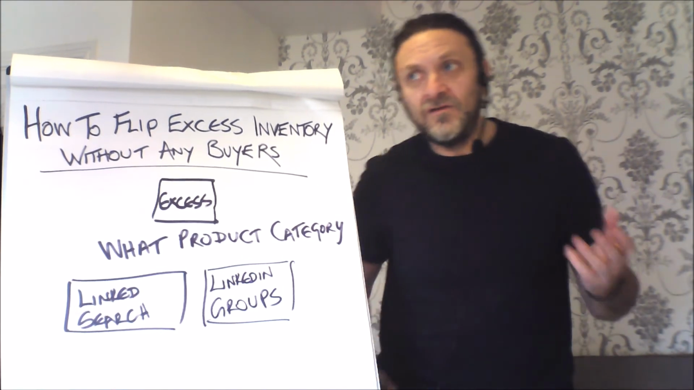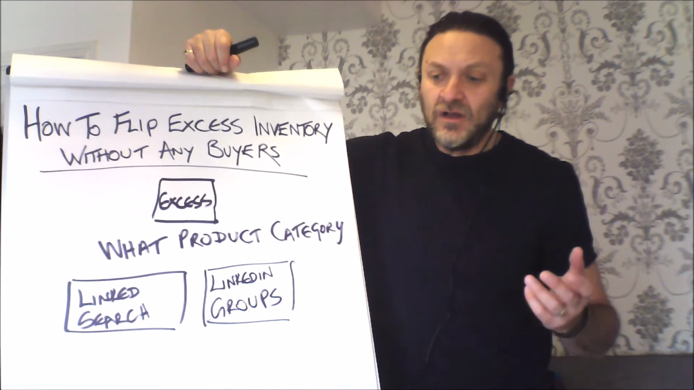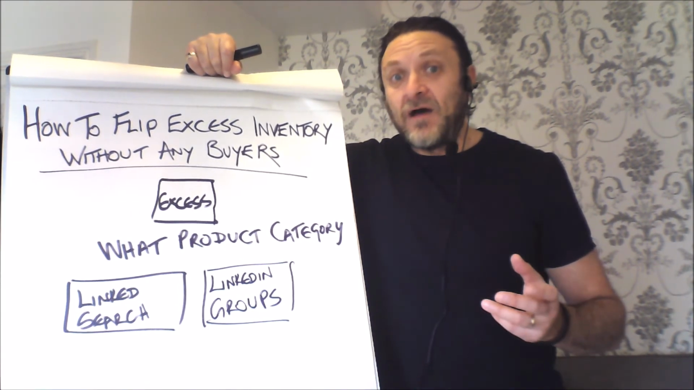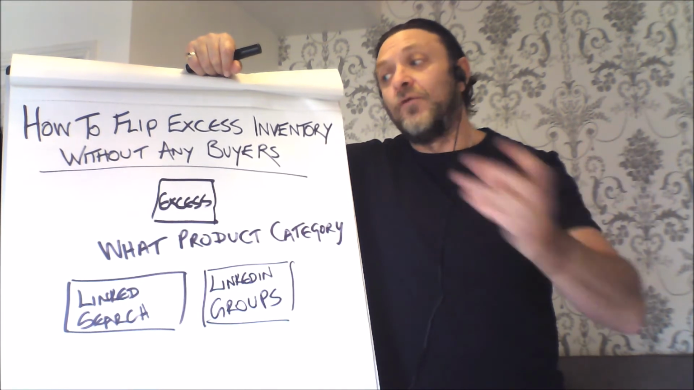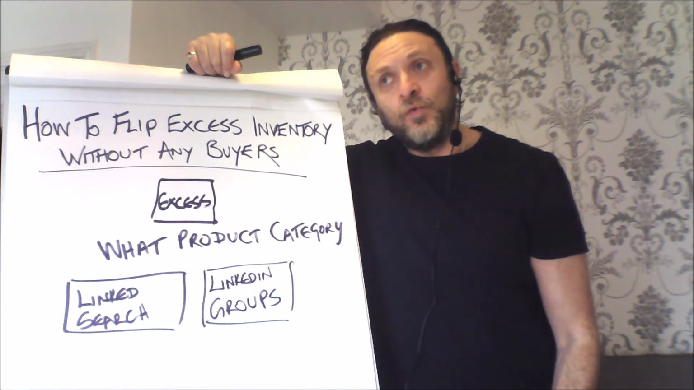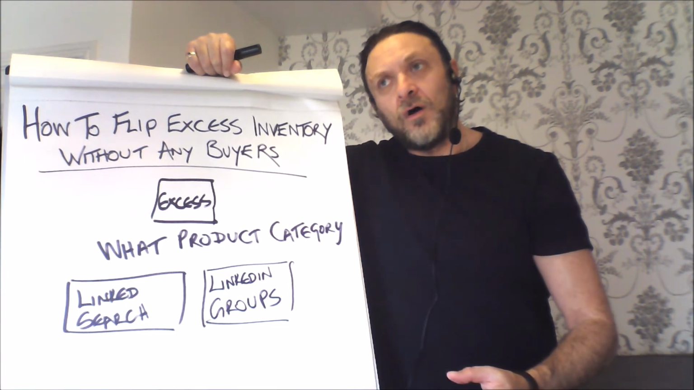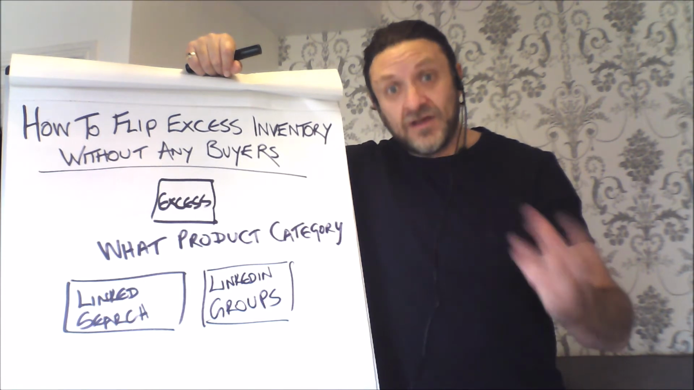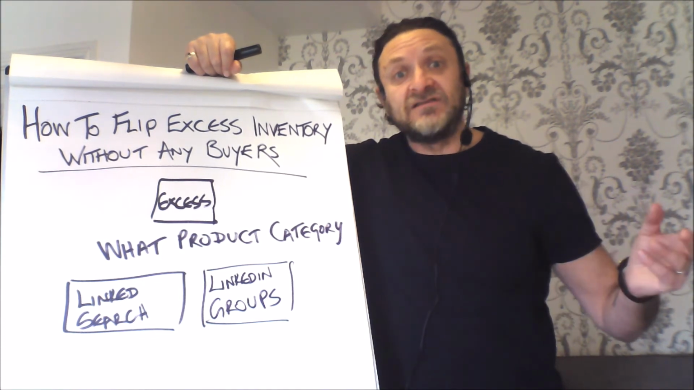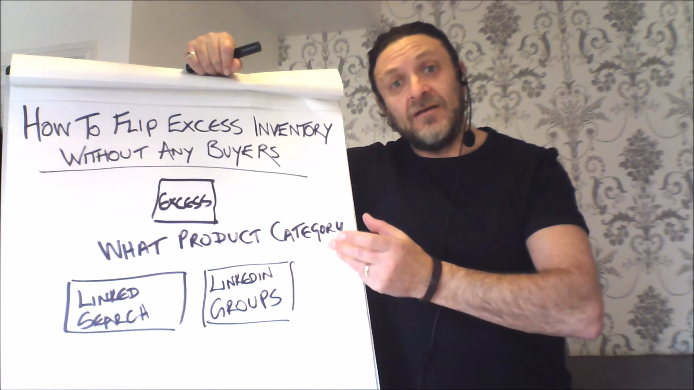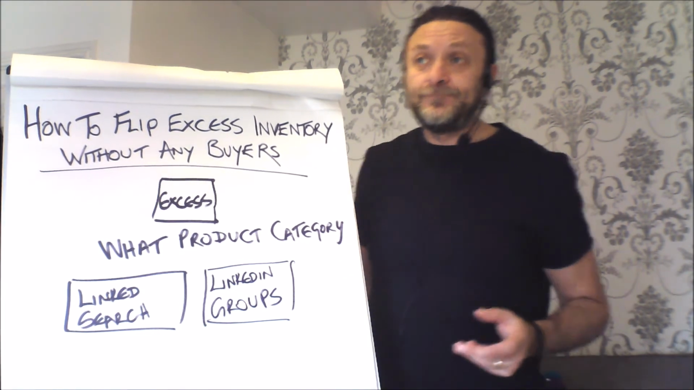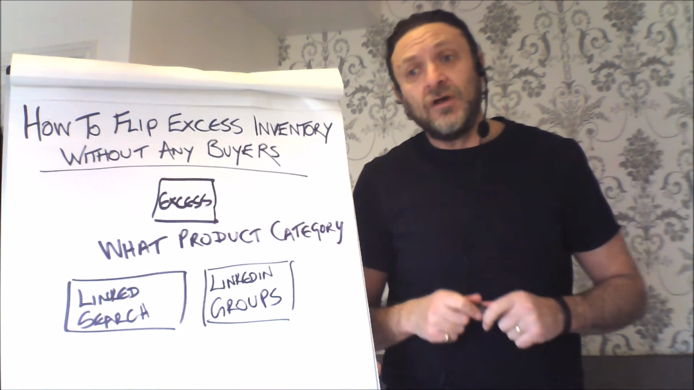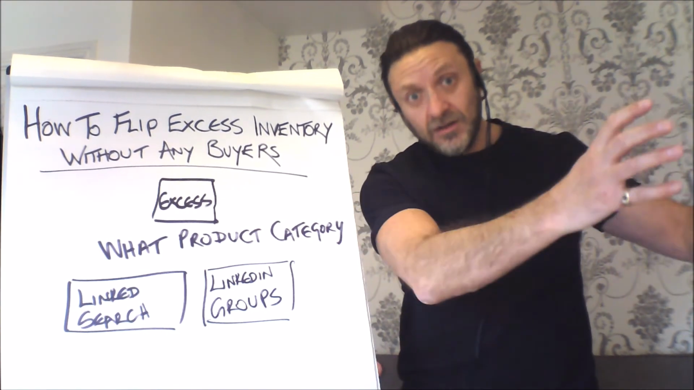And this is what we do a lot in our business. We might not be able to find direct buyers, end buyers for our excess inventory, but we can find people who are in that line of business, who have the connections, who have the buyers that would be interested in that type of excess inventory. So basically what you're doing is you are using that connection to access a buyer.